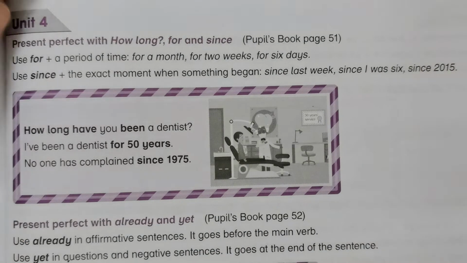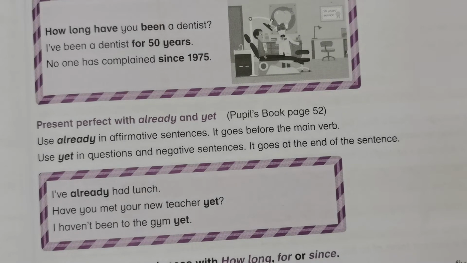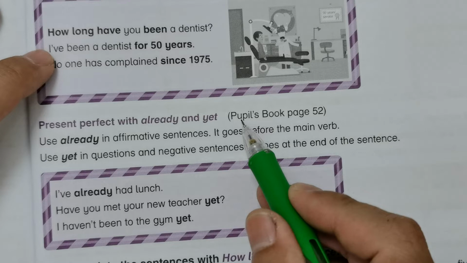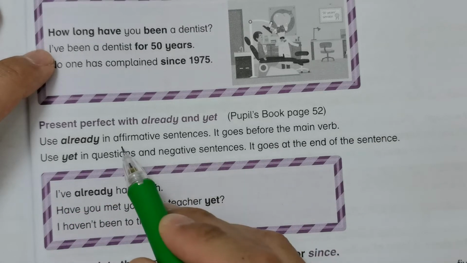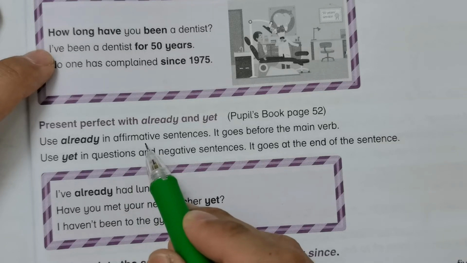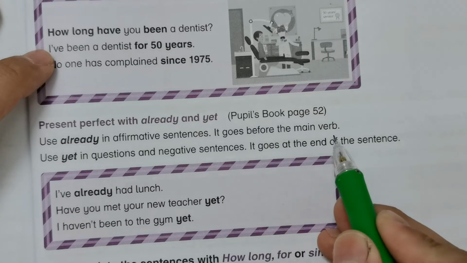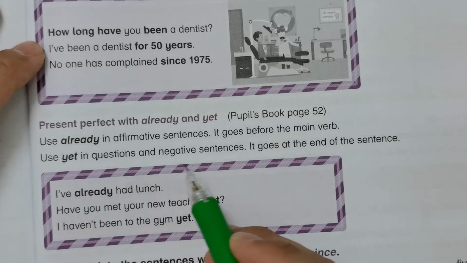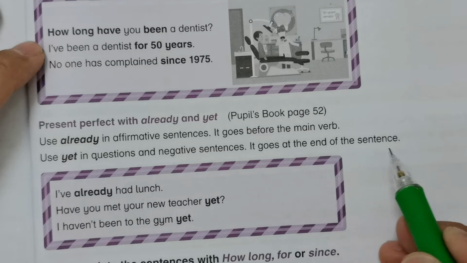And then we go down a bit. So this is present perfect with already and yet. And then you may refer to pupils book, page 52. And then we use already in affirmative sentences, or we call it positive sentences. So it goes before the main word. And then you use yet in questions and negative sentences. So it goes at the end of the sentence.